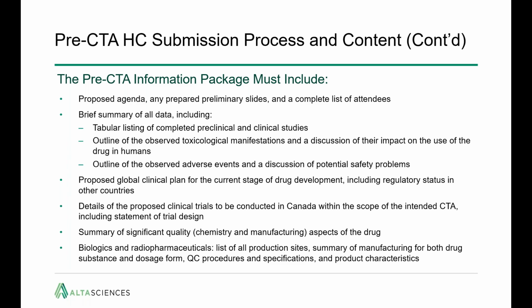A proposed global clinical plan for the current stage of drug development, including regulatory status in other countries, is an important element for any receiving authority. This allows the receiving officers to frame your plans and see how your first-in-human study will complement and support your subsequent phase 2 and phase 3 trials. A summary of significant quality aspects of the drug should also be included in your investigation information package.